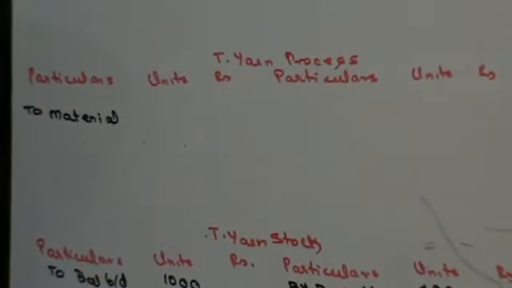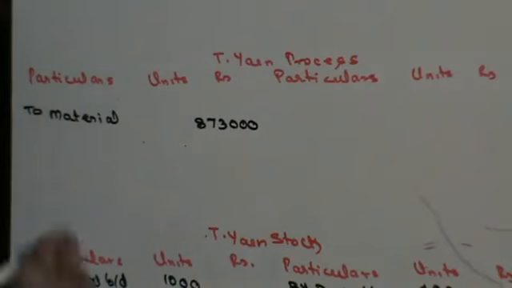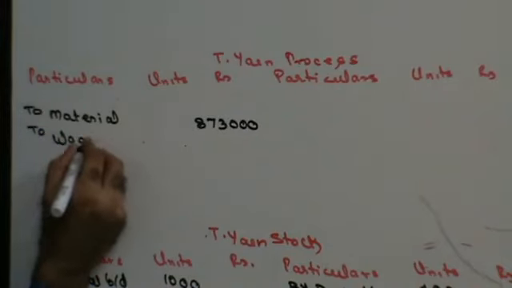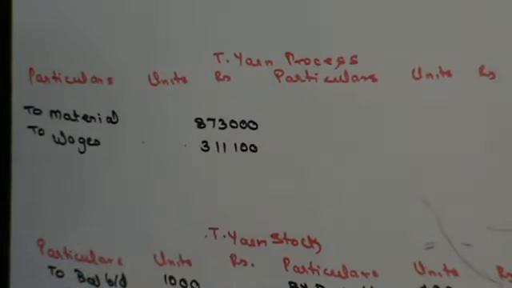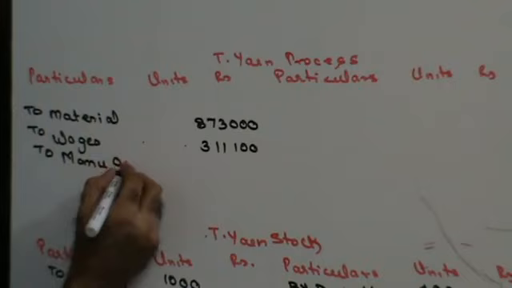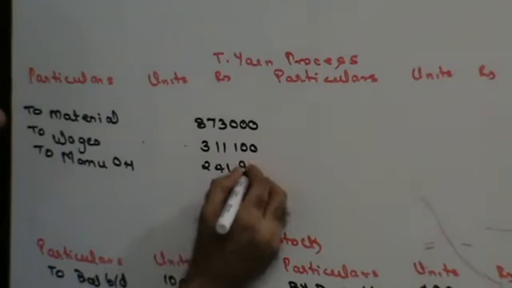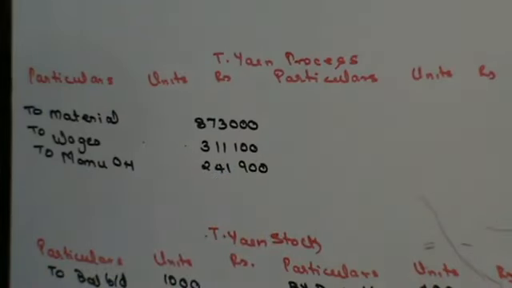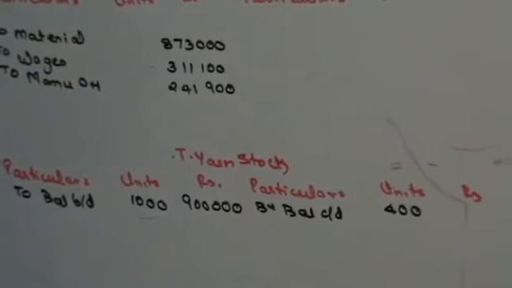Material is given to you as 8,73,000. Wages is 3,11,100. Manufacturing overheads is 2,41,900. Now, value of opening stock is given to you as 900 rupees per unit, and you have 1000 units. 900 rupees per unit and 1000 units, so that will give you 9 lakh rupees.